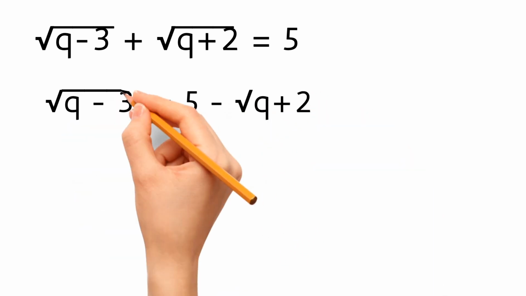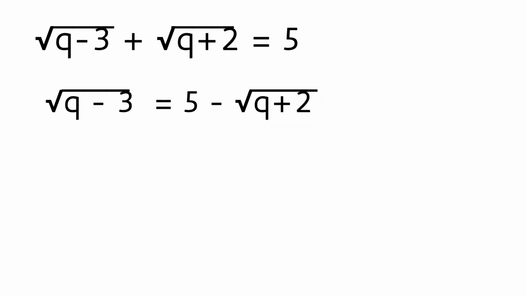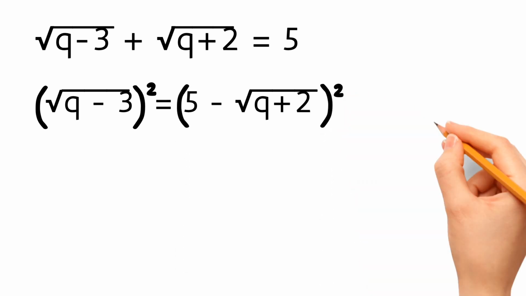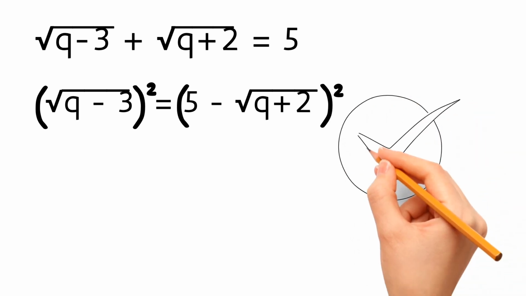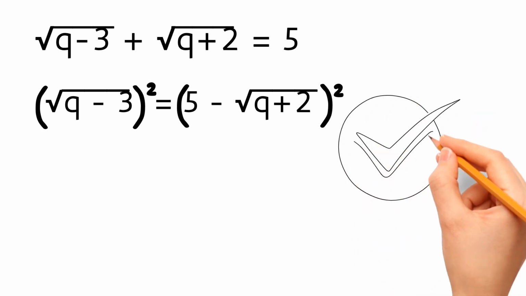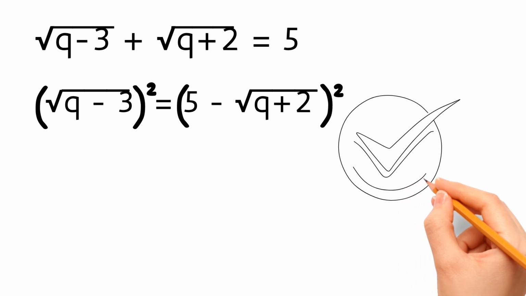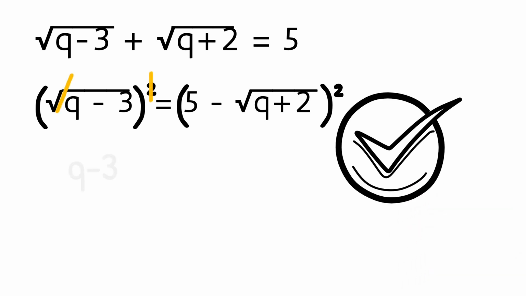So we just transferred the root of q plus 2 there to become minus root of q plus 2, then square both sides so that you can deal with the brackets and the square roots. This is the accurate way, the correct procedure of solving it. There's no way you're going to get this answer wrong. So the square will cancel the square root and it will be q minus 3.